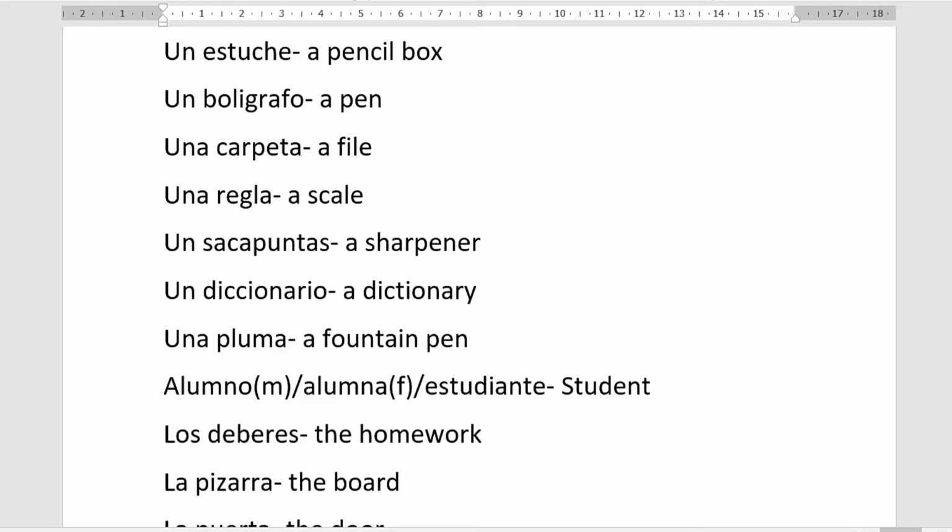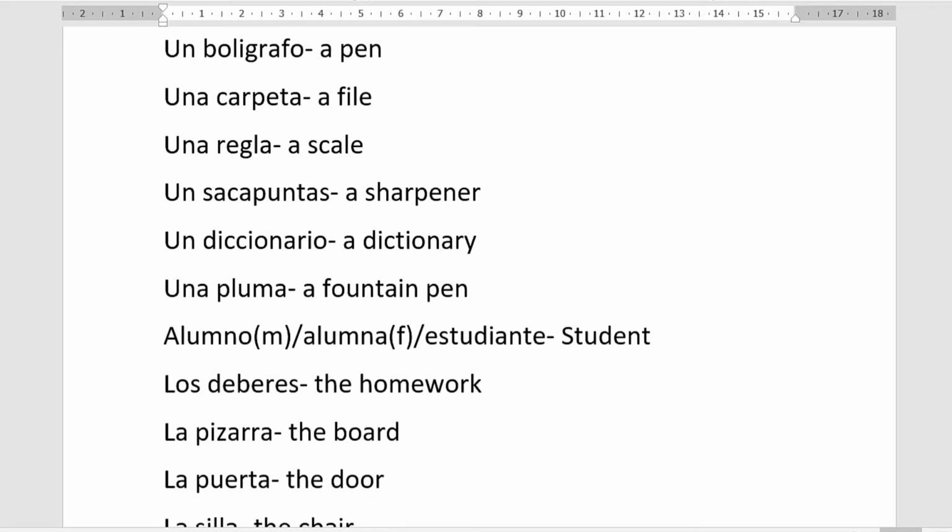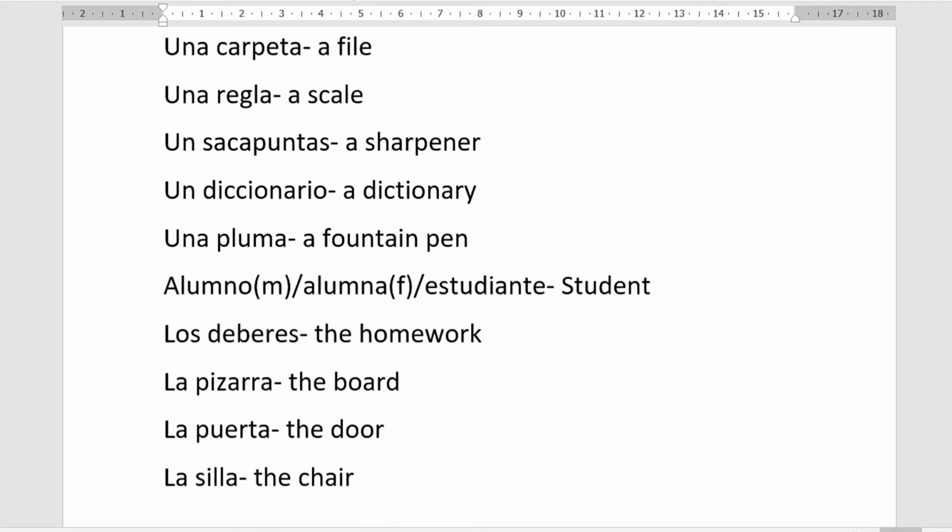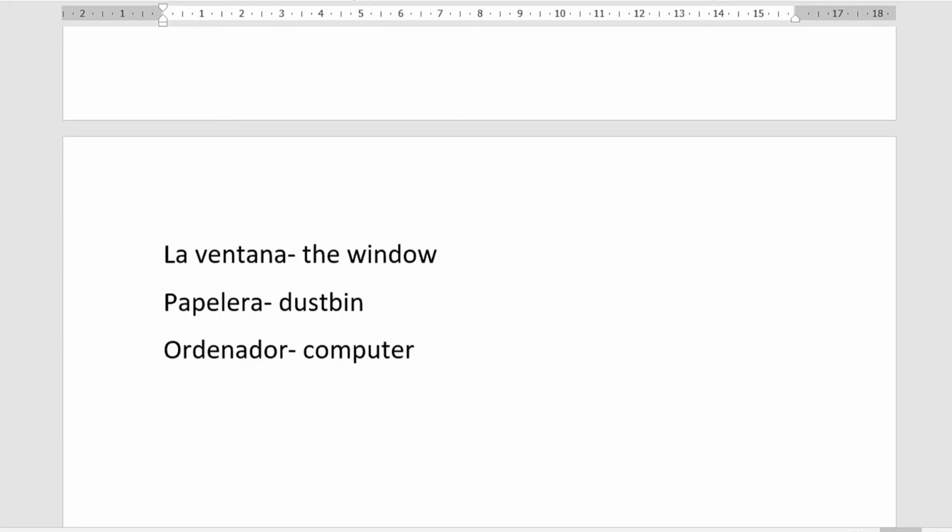Board, the blackboard is called pizarra. Door is called puerta. Chair is called silla. LL is y over here. Double L makes a sound y, silla. Next, window is called ventana and dustbin is called papelera. Now, a trick over here is that in the dustbin we put the papers, right? Paper is called papel in Spanish. So, dustbin will be papelera.